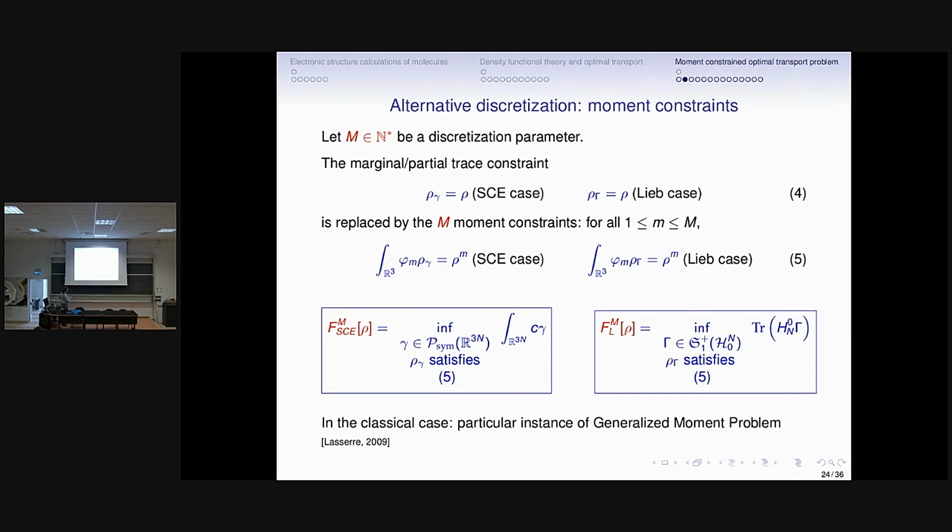In particular, in the classical case, you can view this as a particular instance of a generalized moment problem, for those of you who know this literature. So this gives an approximation of the original classical or quantum optimal transport problems, and M here plays the role of a discretization parameter.